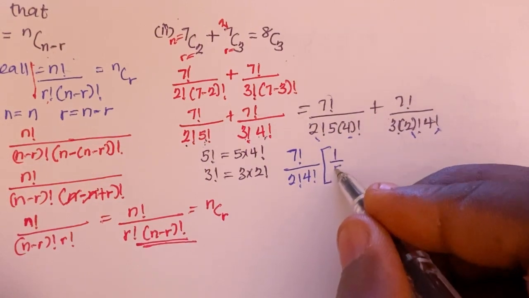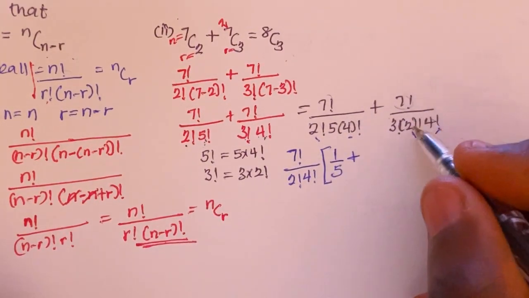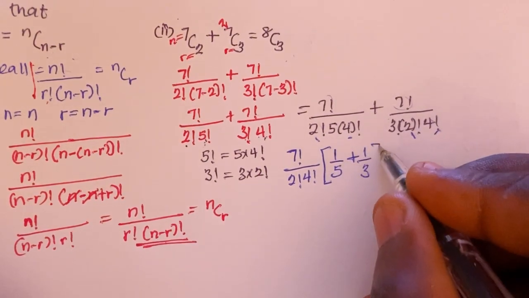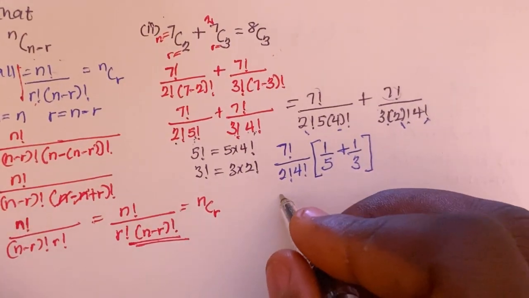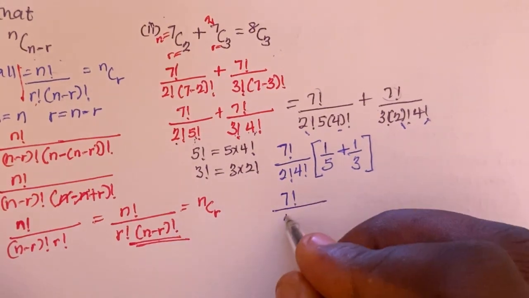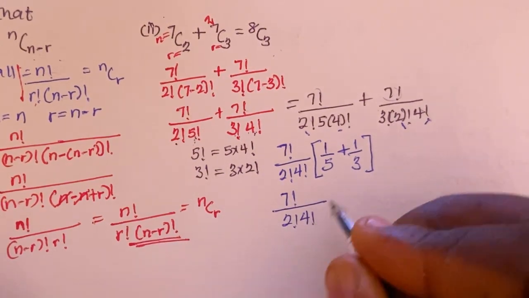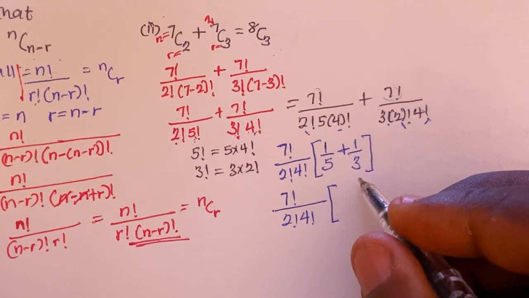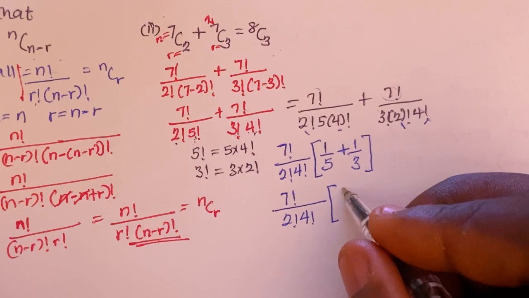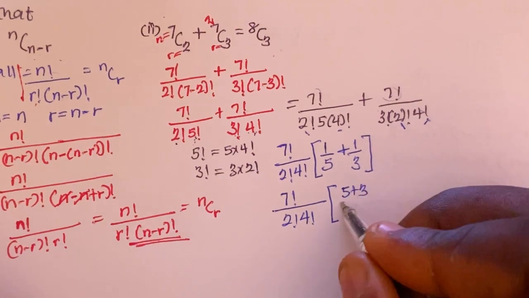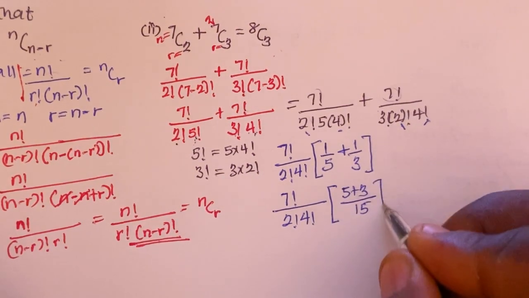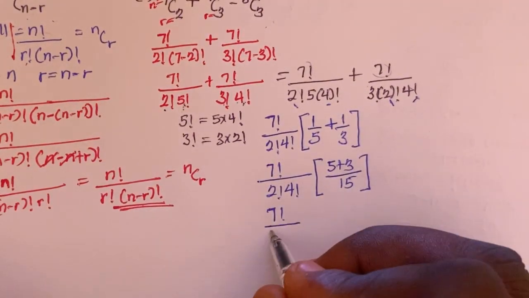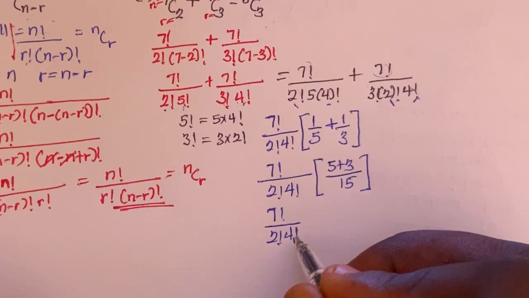1 over 5 plus the same thing 7, 2, and 4. I'm left with 1 over 3. Alright? So this is simply 7 factorial divided by 2 factorial, 4 factorial into brackets. That's 5 plus 3 divided by 15, right? Then here I'm going to have 7 factorial divided by 2 factorial, 4 factorial, right, into brackets.